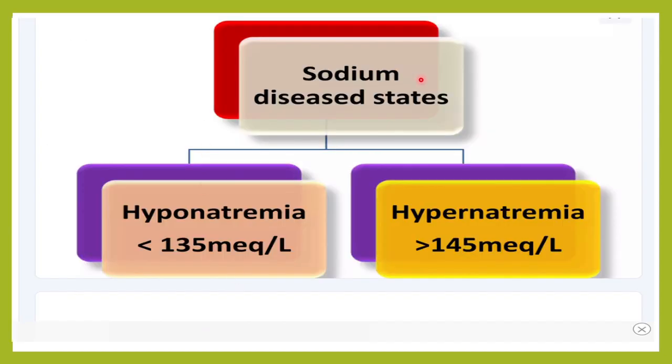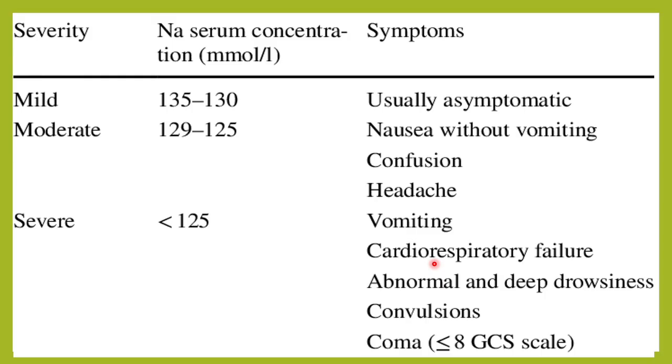I've told you hyponatremia is when sodium is less than 135 milliequivalents per liter, and hypernatremia is when the level of sodium is more than 145 milliequivalents per liter. We can categorize hyponatremia as mild, moderate and severe. Mild is when the sodium levels are between 130 and 135. The patient usually has no symptoms.